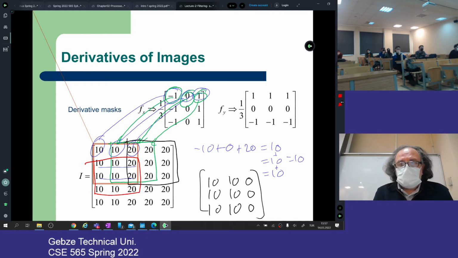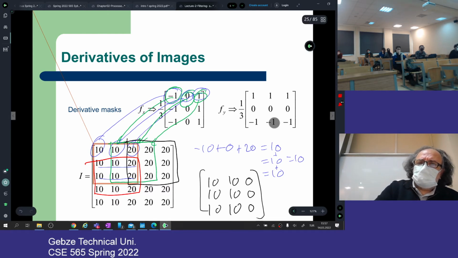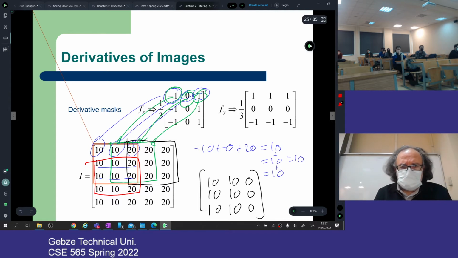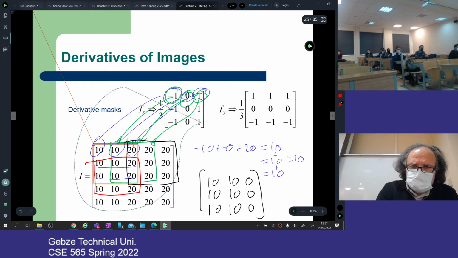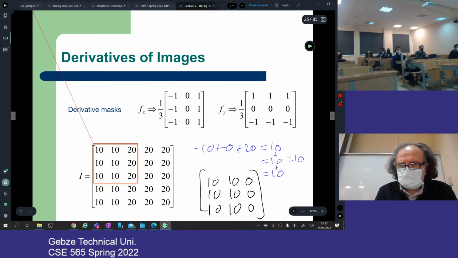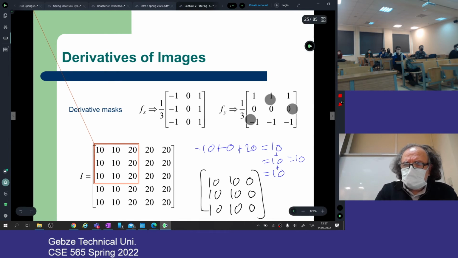So I took the derivative of this image with respect to the x-axis. If I do the same thing for the y-axis, what do you guys think I would get? Let me erase all that part. I'm going to apply it on this one.